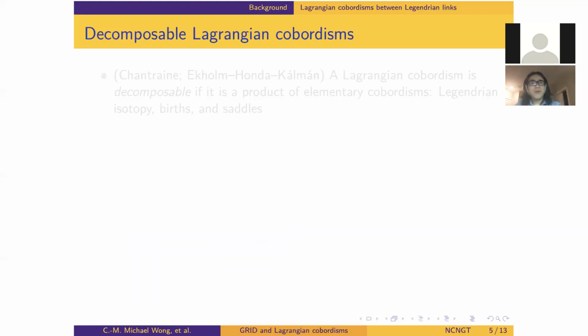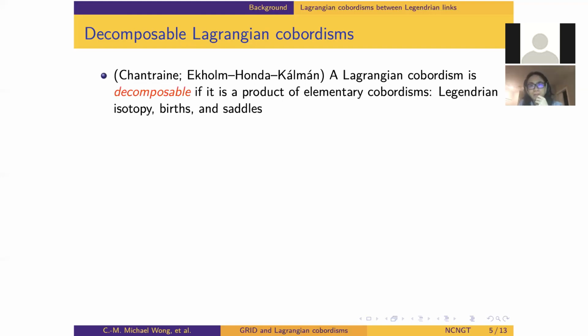Now, what are decomposable Lagrangian cobordisms? In some sense, they are the easiest Lagrangian cobordisms we can construct, right? So how do you construct a smooth cobordism? One way of thinking about a smooth cobordism is by decomposing into elementary pieces, saddles, births, deaths, and you try to do the same thing for Lagrangian cobordisms. So a Lagrangian cobordism is decomposable if it is a product of elementary cobordisms: Legendrian isotopy, births, and saddles.